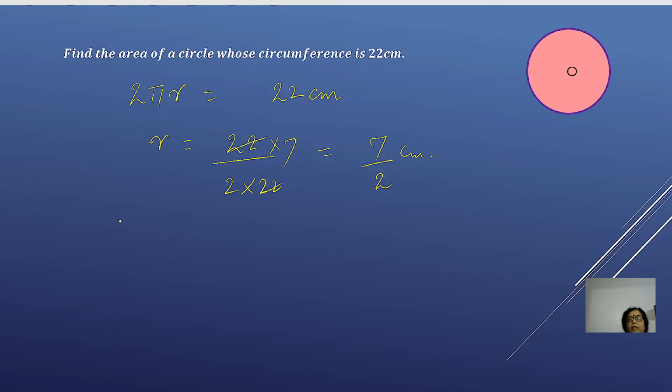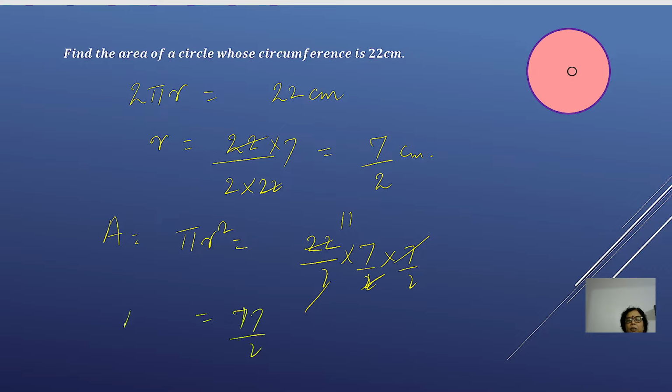Now we need to find the area. The area of the circle is pi r square. So this becomes 22 by 7 into 7 by 2 into 7 by 2. The 7 and 7 get cancelled, and 1, 2 gets cancelled over here. We are left with 77 by 2. That is the area, and if you simplify this further, we get 38.5 square centimeters.